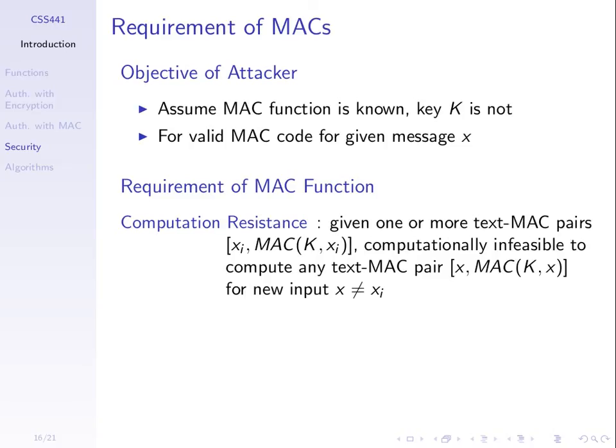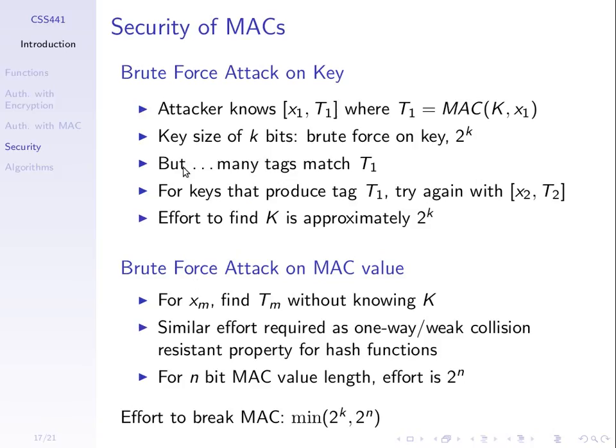Not in much depth. The aim of the attacker, we assume the MAC function is known, the key is not. What they want to do, for a tag, a MAC code, is find a particular message, or another way to think of it, to find a message that produces a particular tag, the same as an existing tag. And to summarize, the main points are two different approaches. Find the key. The effort depends upon the key length. A key of k bits, the effort for a brute force attack requires 2 to the k attempts. Make the key length large enough and that will take too long.